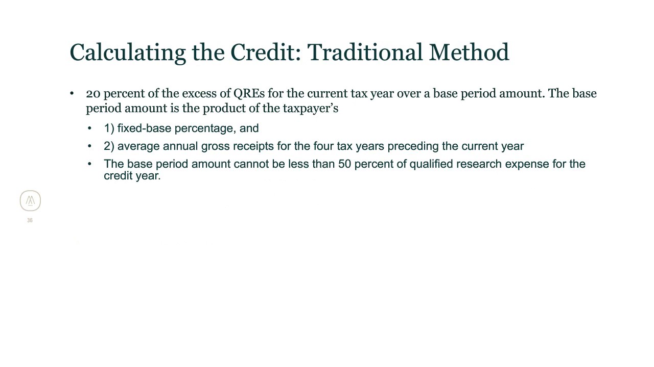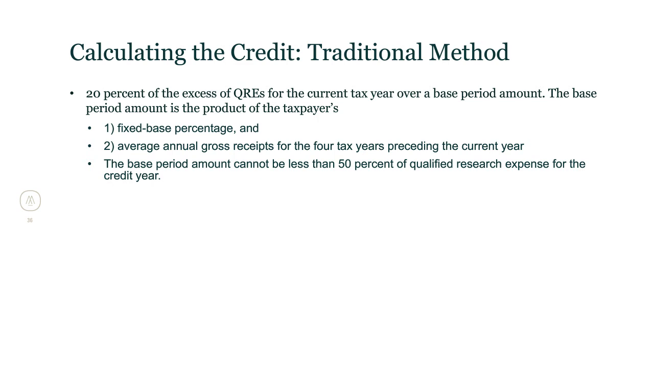All right, thanks, Travis. We're going to talk a little bit now about the mechanics that go into calculating the credit. And there are two different ways that we can do this, the first of which is the traditional method. The credit was established as an incentive for increasing the research activities. Increasing is going to be the key word here, so this particular method really rewards companies that have a consistently increased spending pattern.